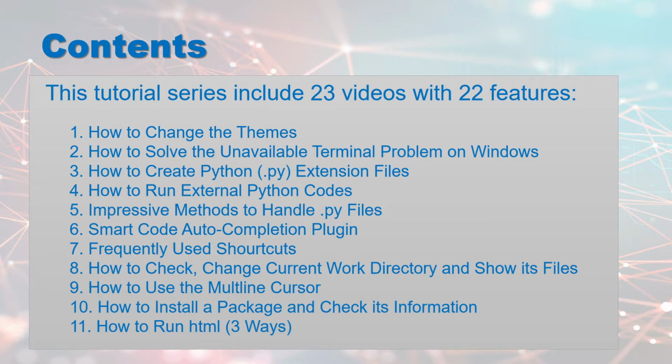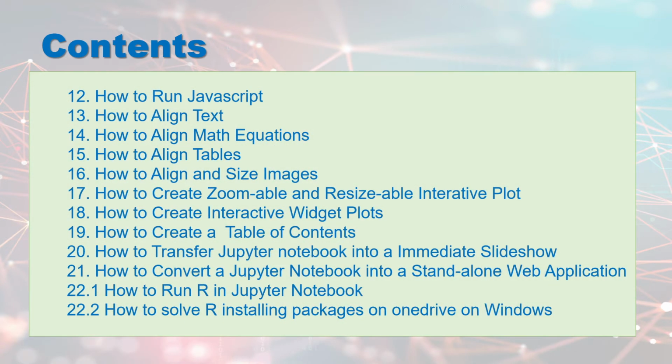Number 11, how to run HTML. I will display 3 ways. Number 12 is about how to run JavaScript in Jupyter Notebook. Number 13, how to align text. Number 14, how to align math equations. Number 15, how to align tables.